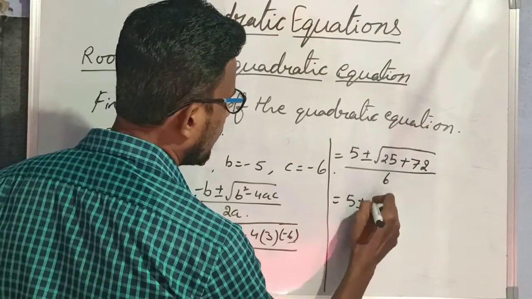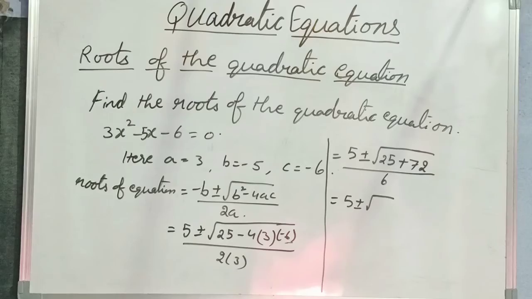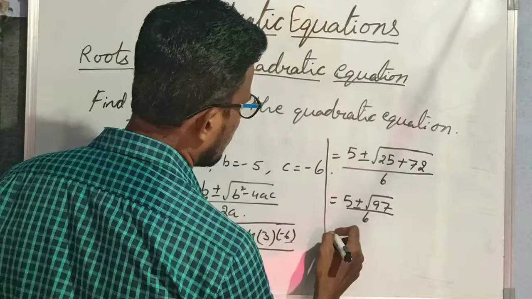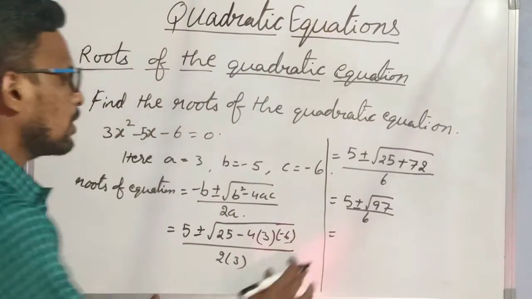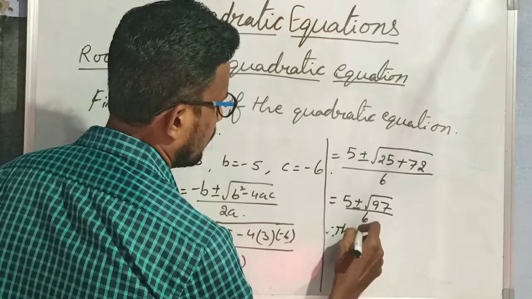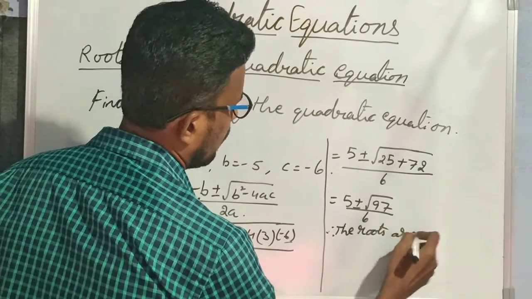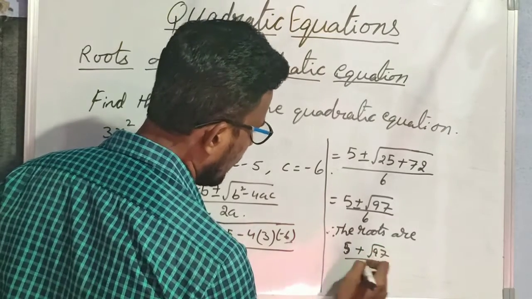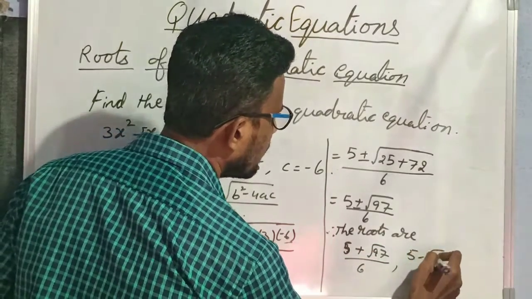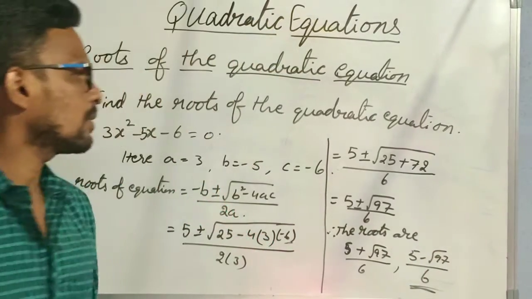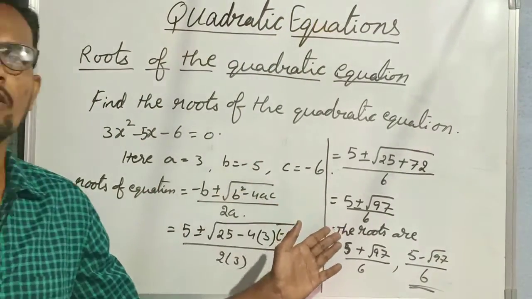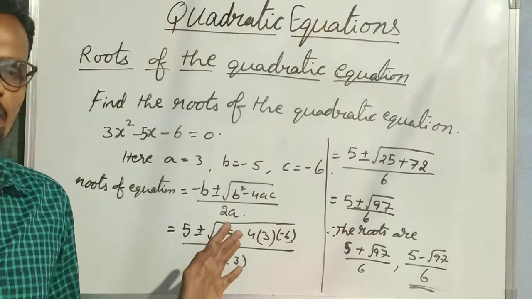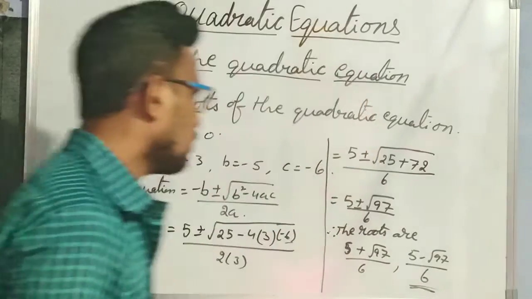So 5 plus or minus root of 25 plus 72, 97, right? 97 by 6. So here we will get two roots. So therefore the roots are 5 plus root 97 by 6, comma 5 minus root 97 by 6. Understood? This is how we have to find out the roots of the quadratic equation. Clear? Okay. So now let us go to our next topic.